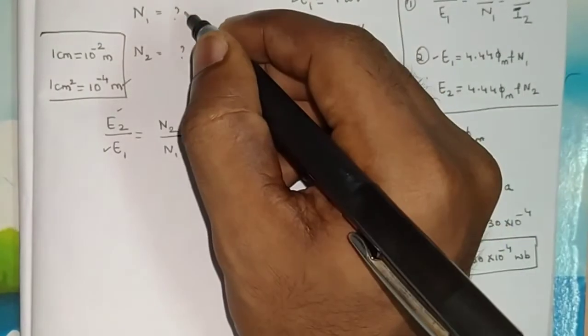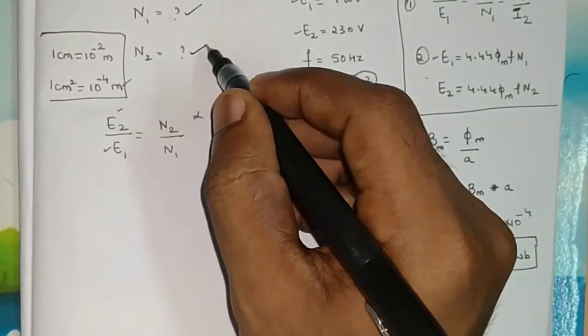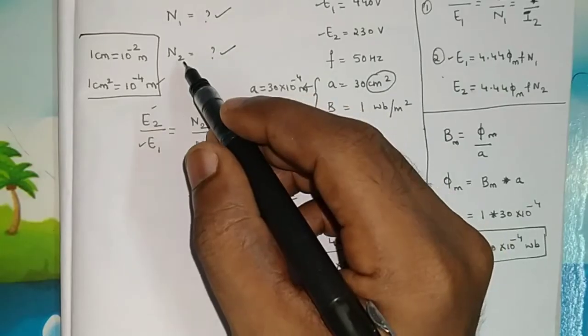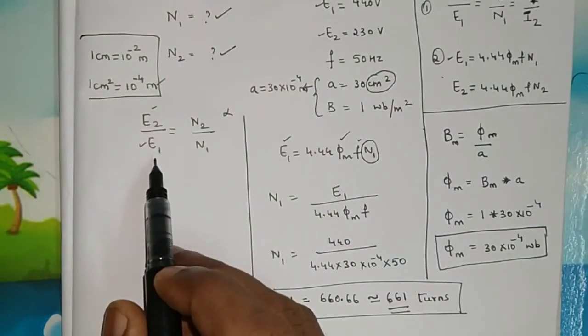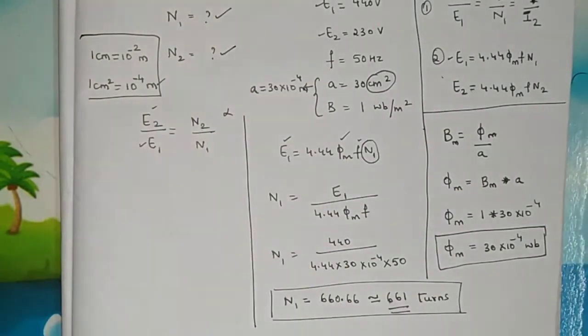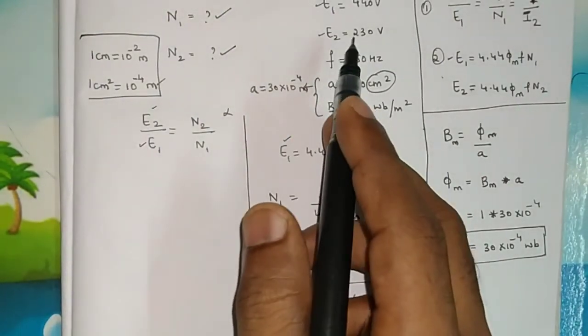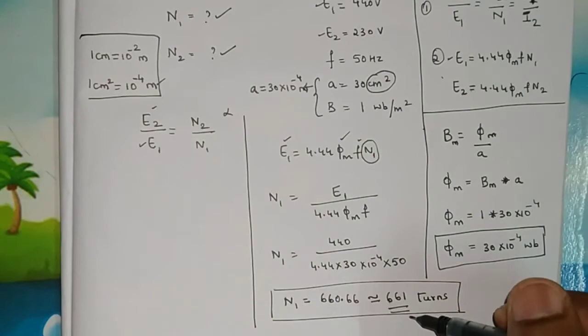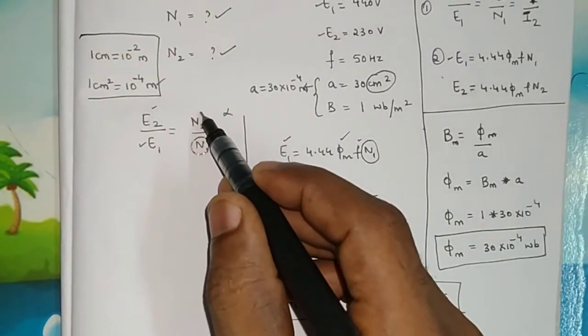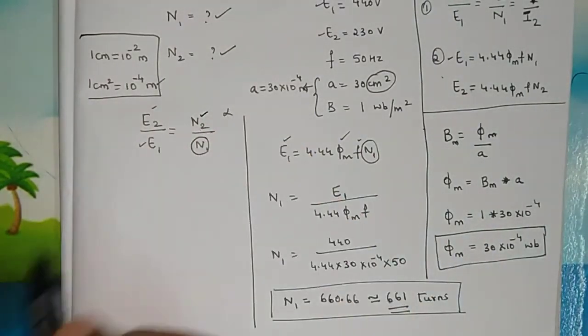After finding the number of turns in the primary side, next I will find out the number of turns in the secondary winding. So to find the number of turns in the secondary winding, I can use this ratio formula which we had written earlier, E2 divided by E1 is equal to N2 divided by N1, because E2 and E1 are given in the problem. N1 we have found out the answer. So the unknown thing is only N2. So I can rearrange this for N2.